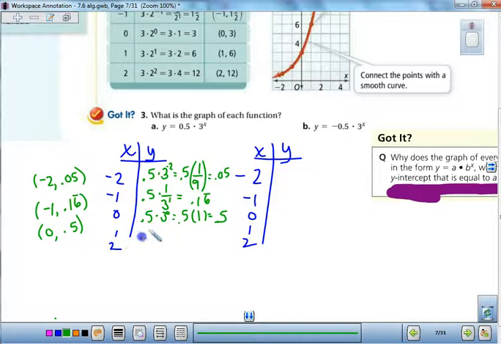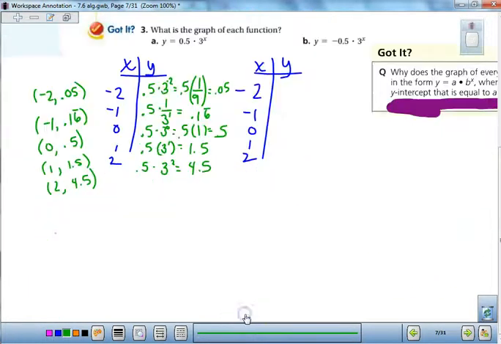When we plug in 1, 0.5 times 3 to the first power, which is half of 3, is 1.5. The next one is 0.5 times 3 to the second, or half of 9, which gives us 4.5. So we should have our 5 ordered pairs that we are going to plot. As you plot those, you can just do a rough sketch on your paper graph. We are looking at your y-axis and your x-axis.